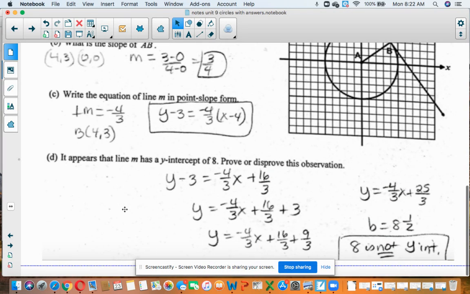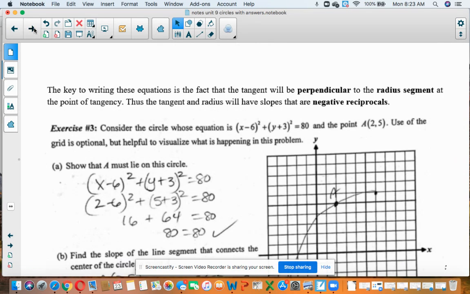The question is whether it has a y-intercept of 8. I have my equation of the line, and I want to put it in y equals mx plus b form. Once I do that, distributing this negative 4/3 to everything inside the parentheses, I can see that my y-intercept is close to 8, but it's not 8. My y-intercept is 8.5, so my answer is no.